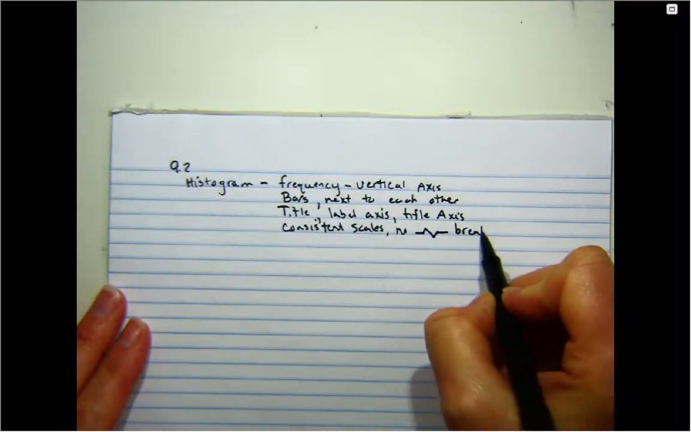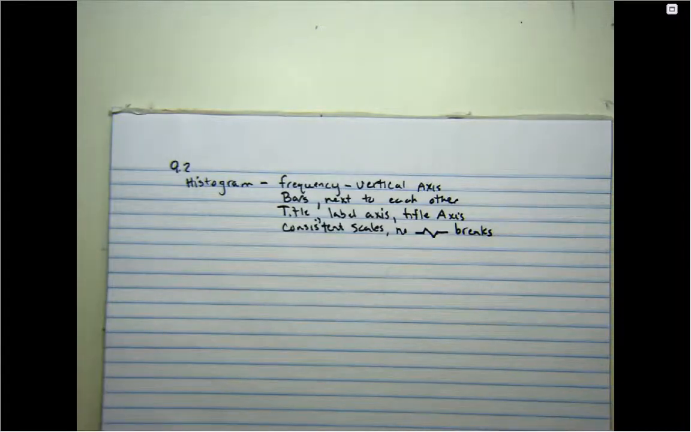So sometimes students break the graph and show that little zigzag to break it. Don't do that on these, okay? So these are the types of things that I'm looking for when you hand in your histogram on the quiz. Let's go ahead and make one. Let's make one for the prices of homes sold recently near Green Bay.